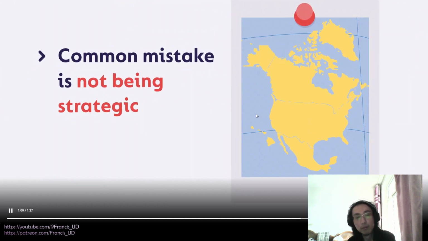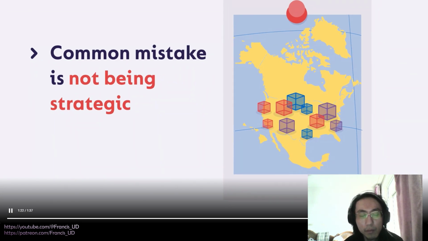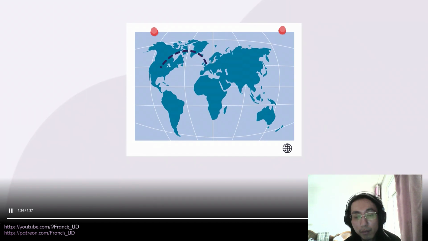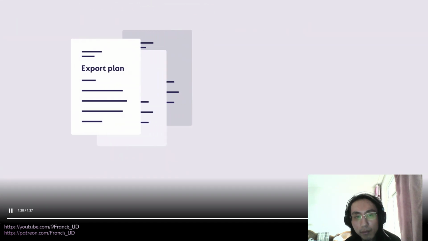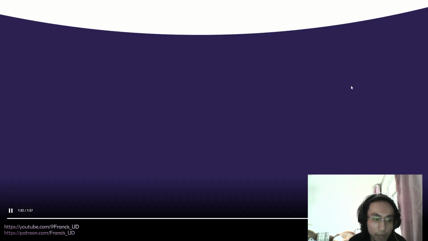A common mistake is not being strategic when it comes to market selection. For example, lots of people want to export to the US because it's a large market with a large disposable income. However, it also has high levels of competition. Wherever you export to, make sure you're making the right strategic choice. Creating an export plan will help you understand the risks and benefits.